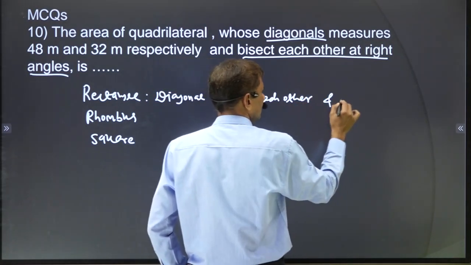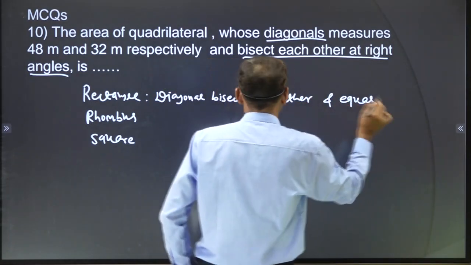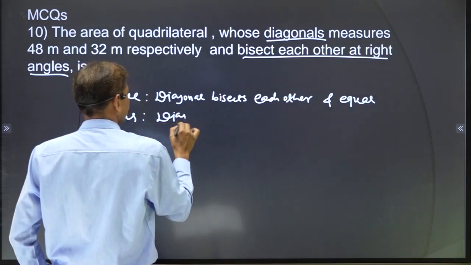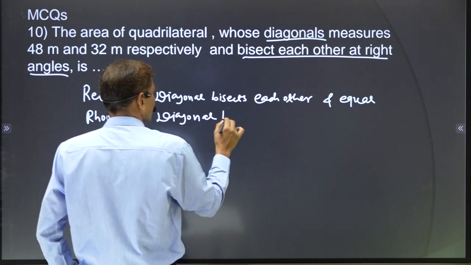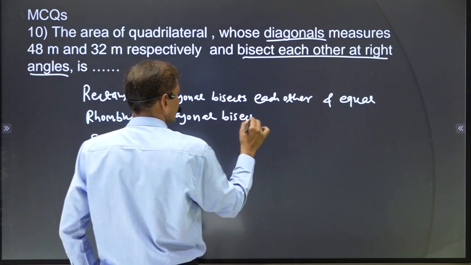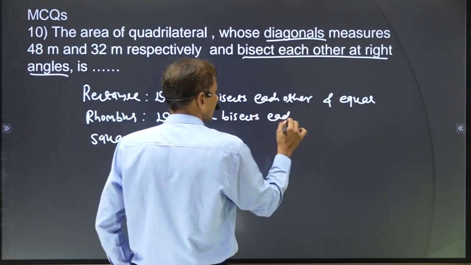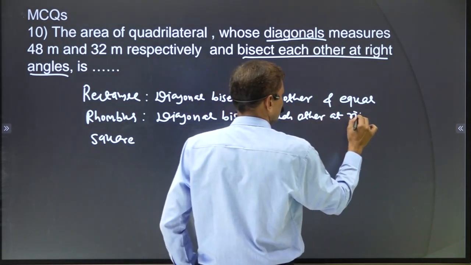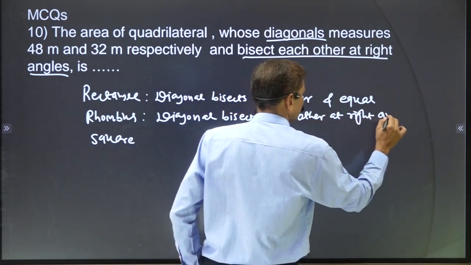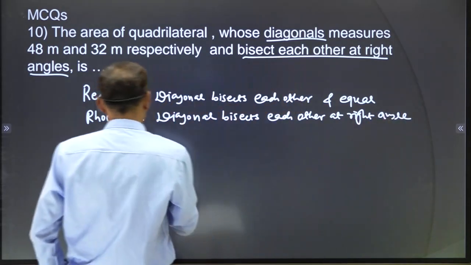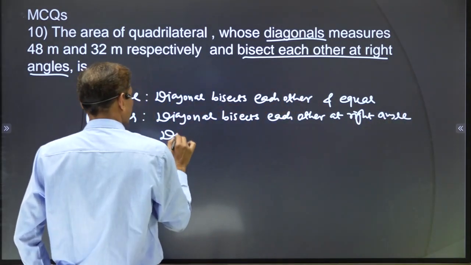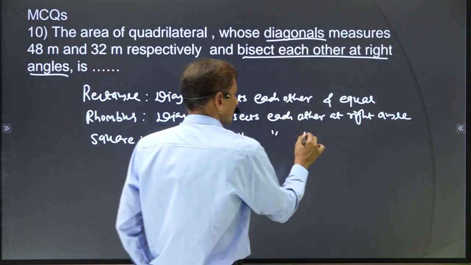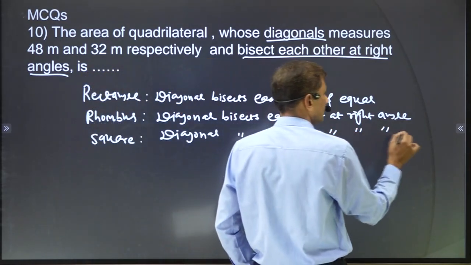And equal. Here I can say diagonals bisect each other at right angle. Here I can say diagonals bisect each other at right angle and equal.